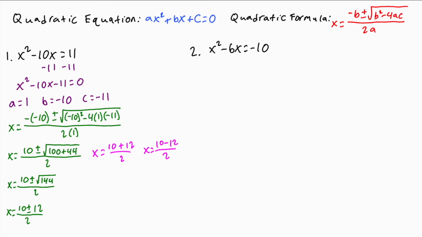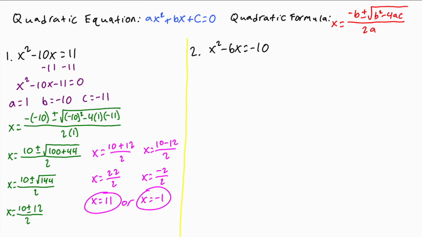And so x equals 10 plus 12 is 22 over 2, which is 11. And then we have 10 minus 12, so x equals negative 2 over 2, which is negative 1. And so these are our answers. And remember that we do need both of them. We write or, but we do need both of them. We just write or because it can't be 11 and negative 1 at the same time.